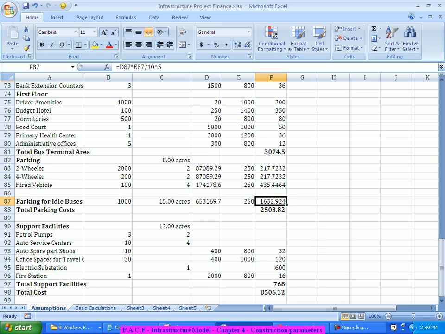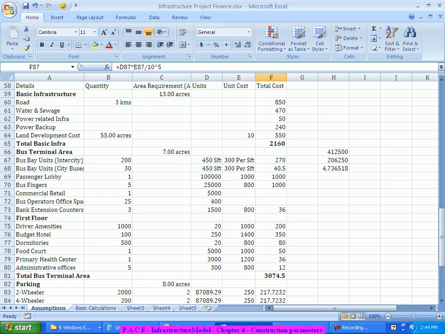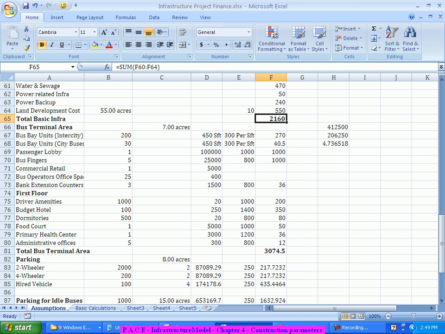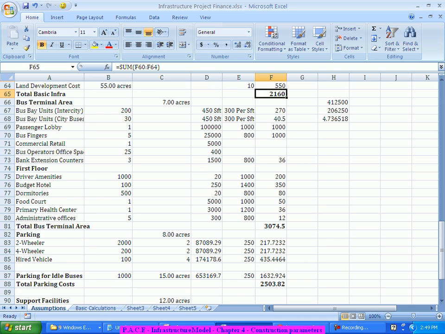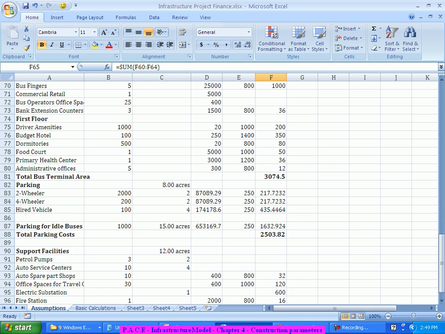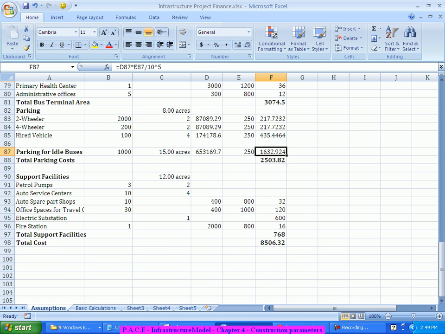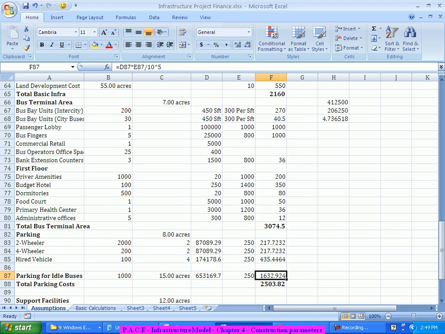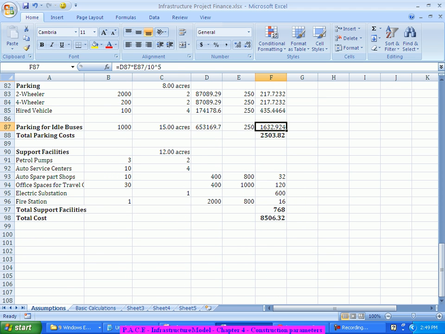This is in 15 acres. Okay. So this is in 15 acres space. Just let all of you got the same number, right? 2160, 3074, 2503, and 768. Okay, fair enough. All are thousand. Yeah. So almost 8 and okay.